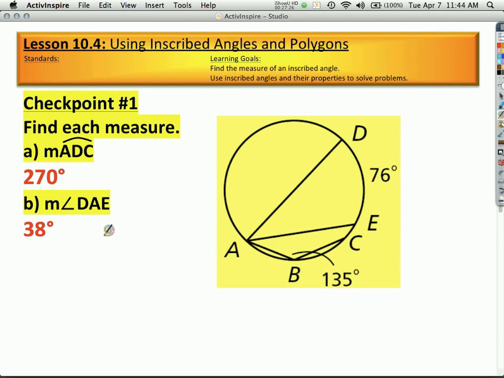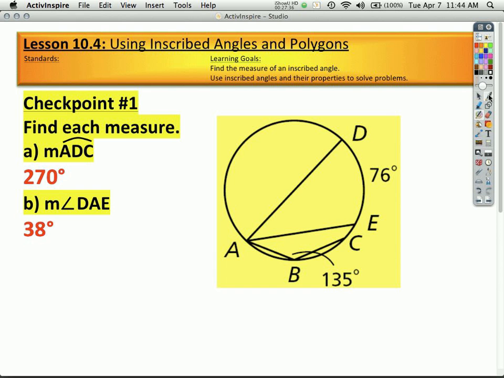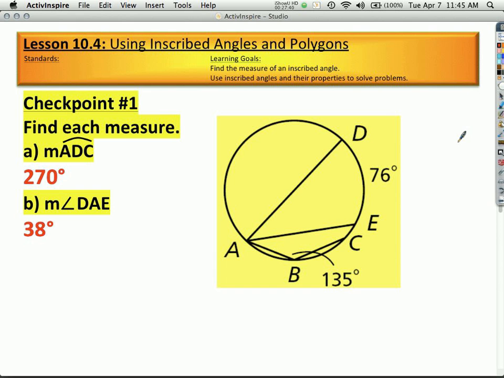Out of my 3 students I called on, you seem to have success. How did you figure out the 270? That is correct. That is the simplest route to the answer. It's not the only route. Arc ADC is a major arc from here to here, going all the way around here.